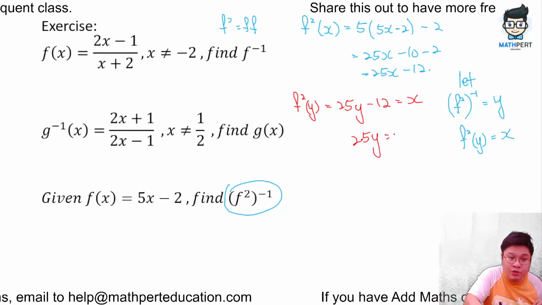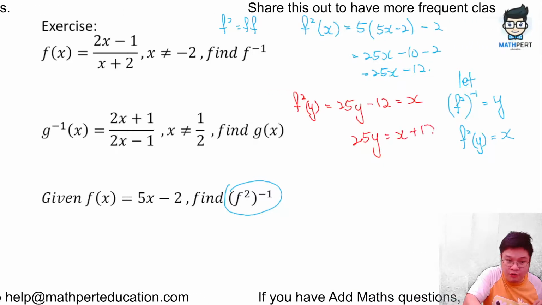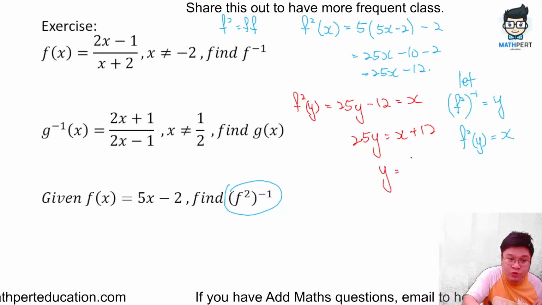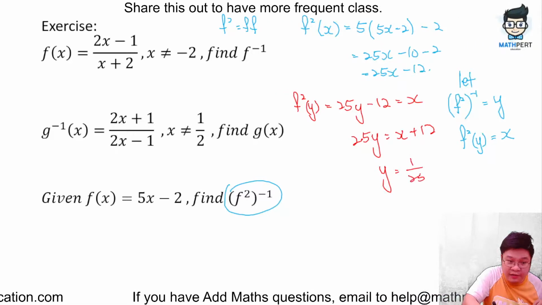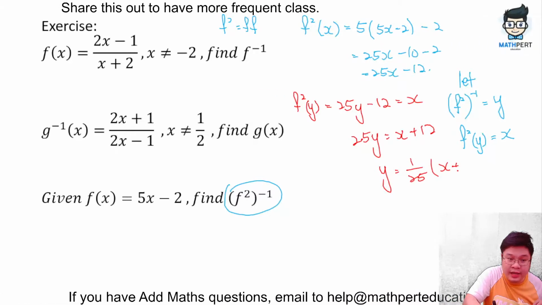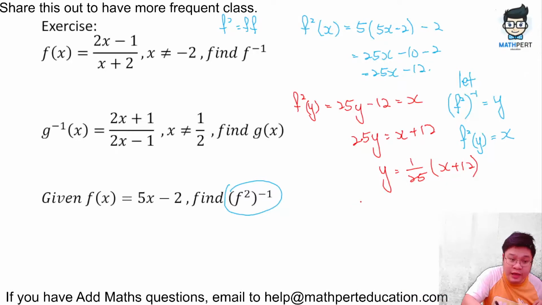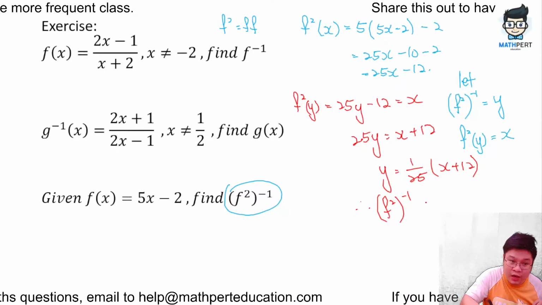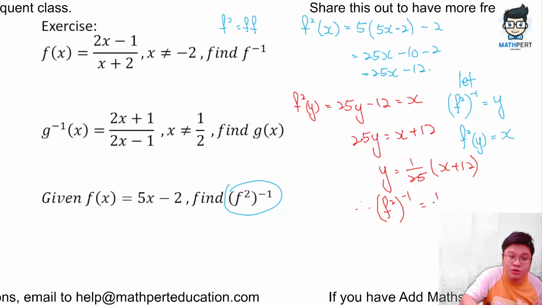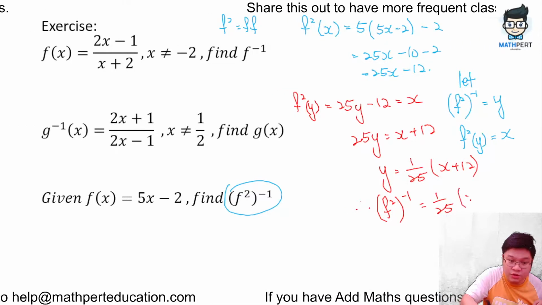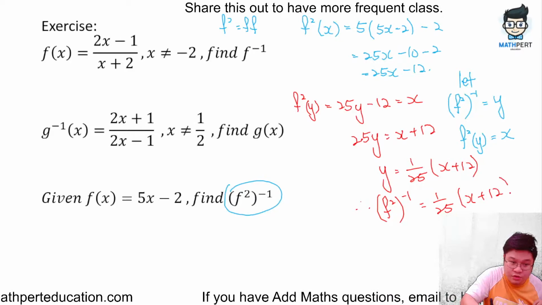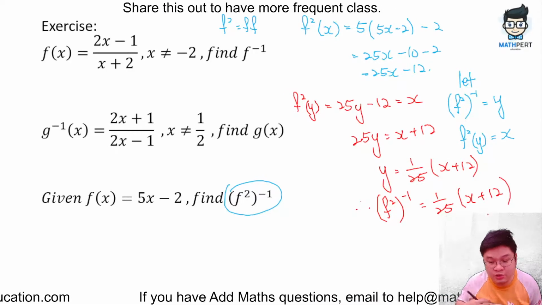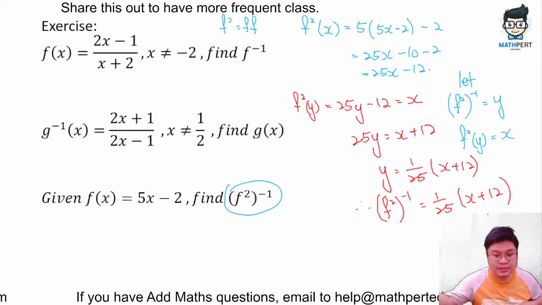25y equals x plus 12. y will be equal to 1 over 25 x plus 12. So therefore, f square, this one, is equal to this. Alright, so this will be your answer for this.